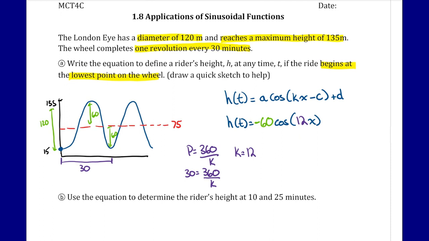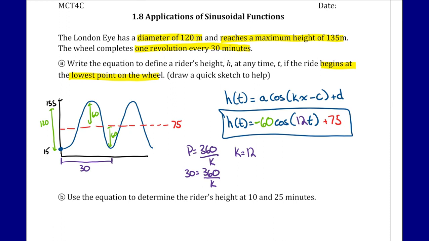The last part is the plus d. How much has it moved up, or what is the midline? In this case, our midline is 75. So I'm going to add 75. So this is the equation that represents a person's height on this Ferris wheel at any given time. Let me take out this x and put a t. I can replace t with any time, right, from 0 to, if I'm riding it for 900 minutes.